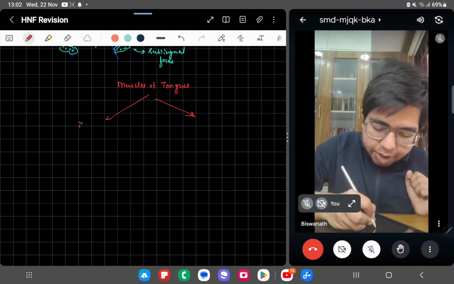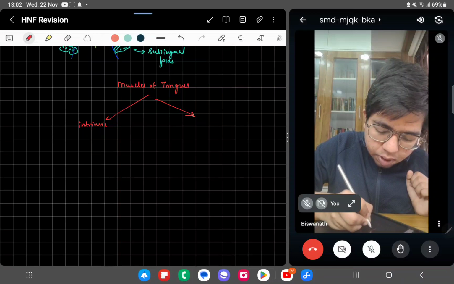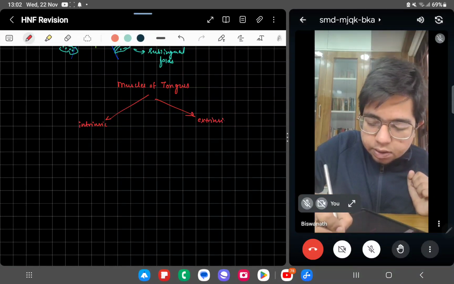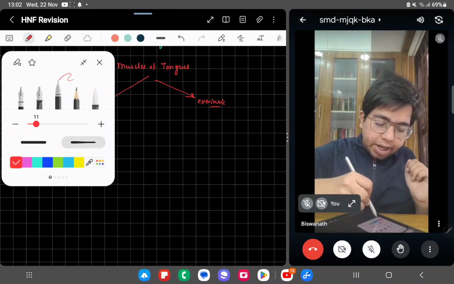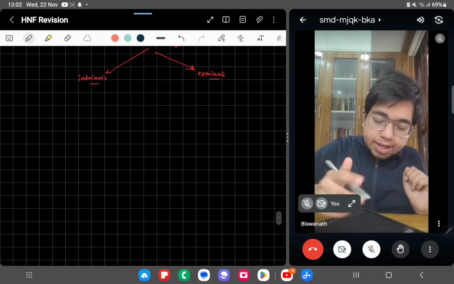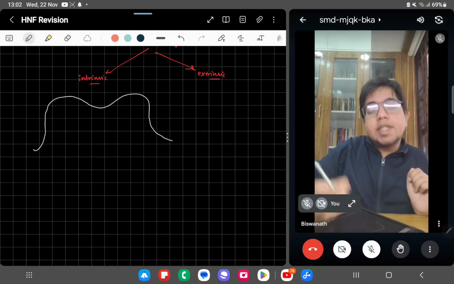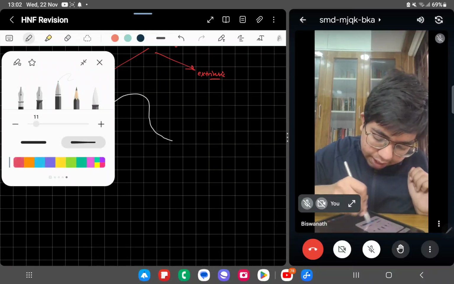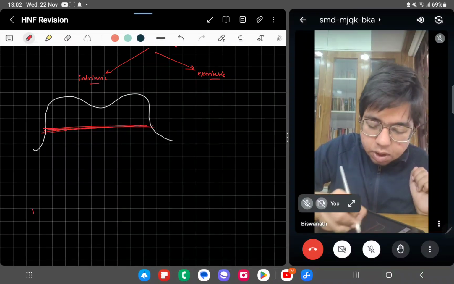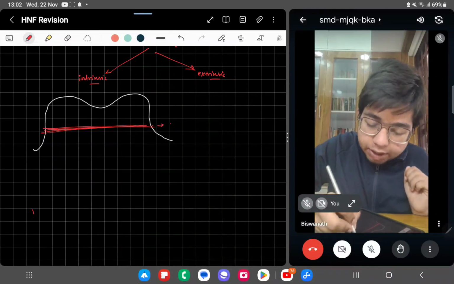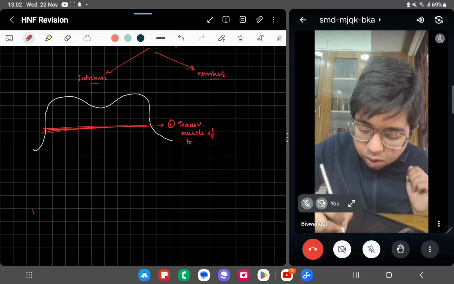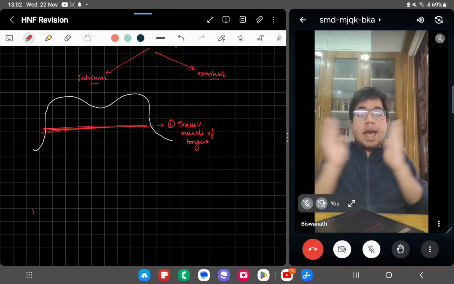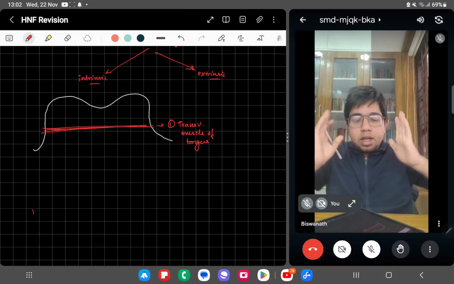Basically, we have intrinsic muscles and extrinsic muscles. For the intrinsic muscles, let's take a transverse section of the tongue. Here we have the muscles, let me make them in red. This is the transverse muscle of the tongue, your first one. If the transverse muscle contracts, the tongue will become narrow.